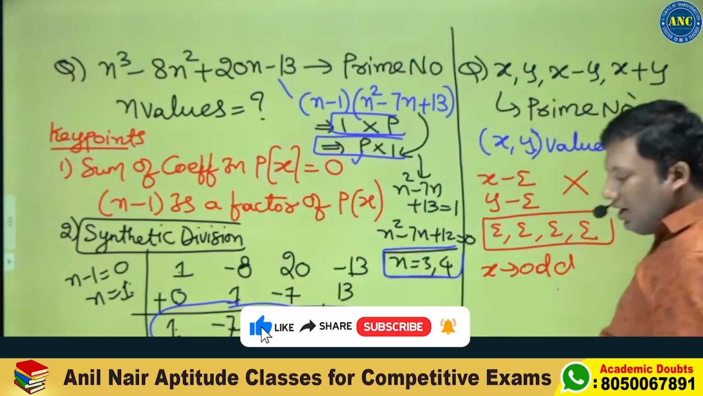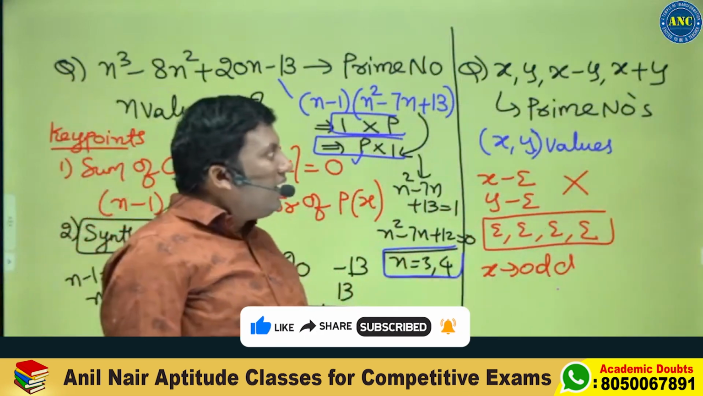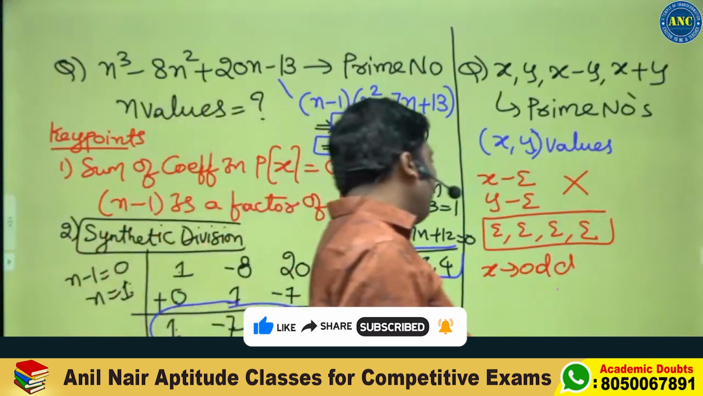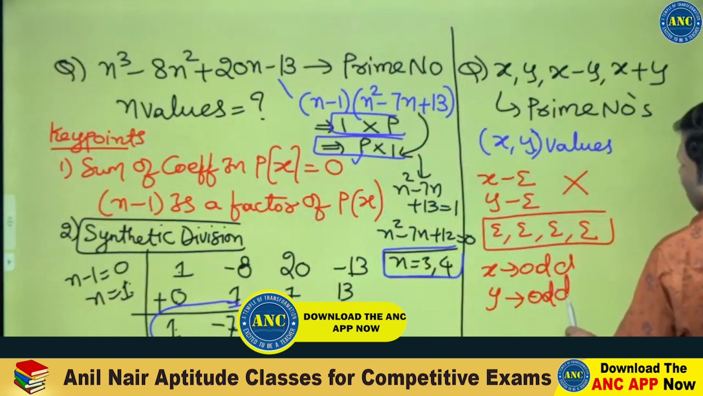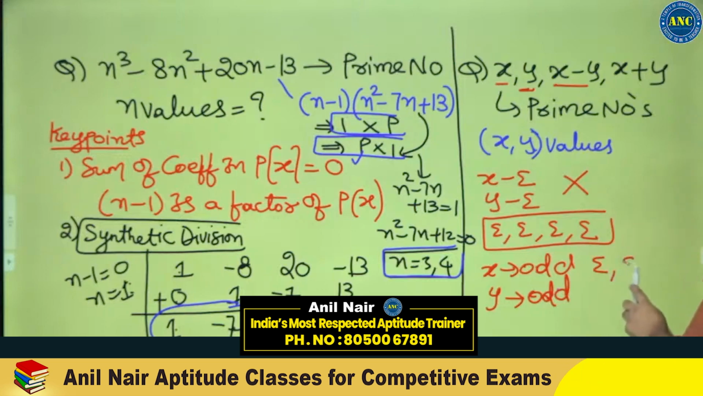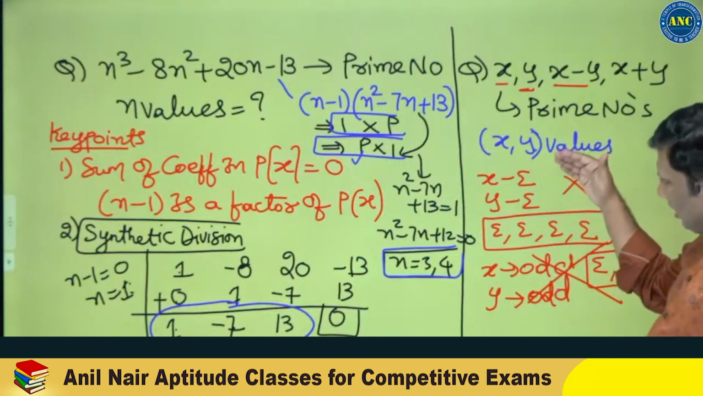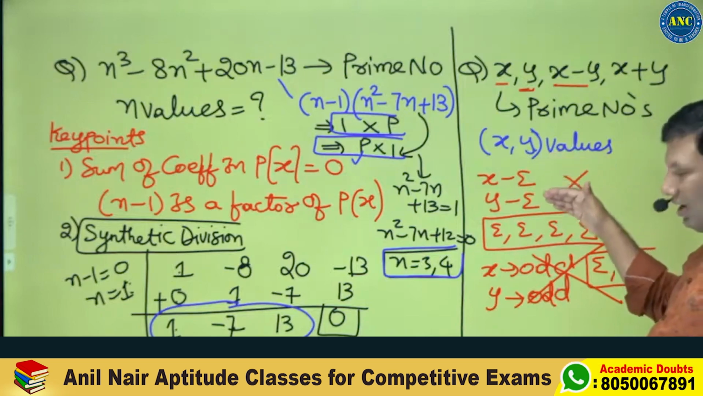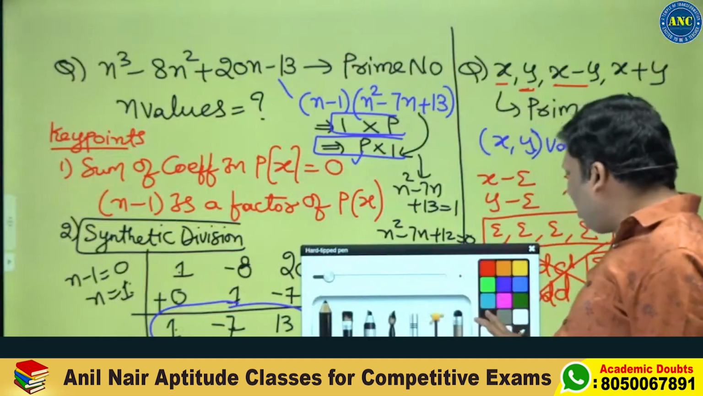X is prime, y is prime. If x is even and y is even, x minus y and x plus y are even too. If x is odd and y is odd, odd minus odd is even and odd plus odd is even. Can there be two even numbers which are prime? It is not possible. So the cases x even, y even and x odd, y odd are not possible.